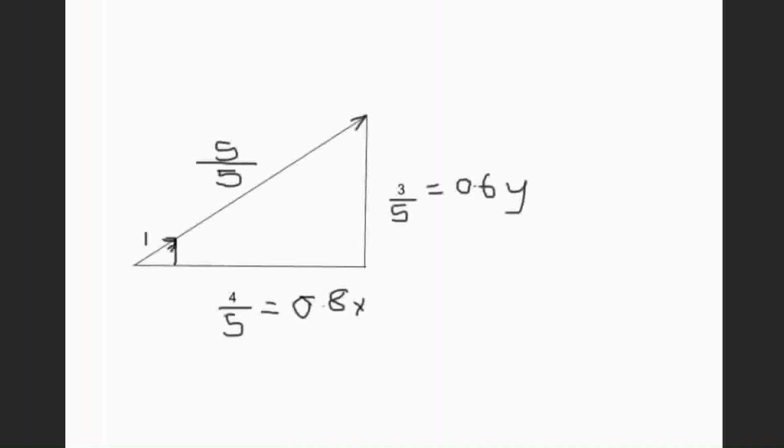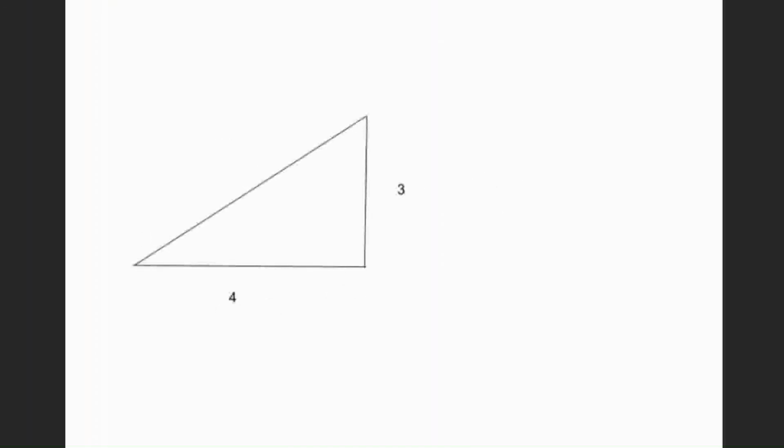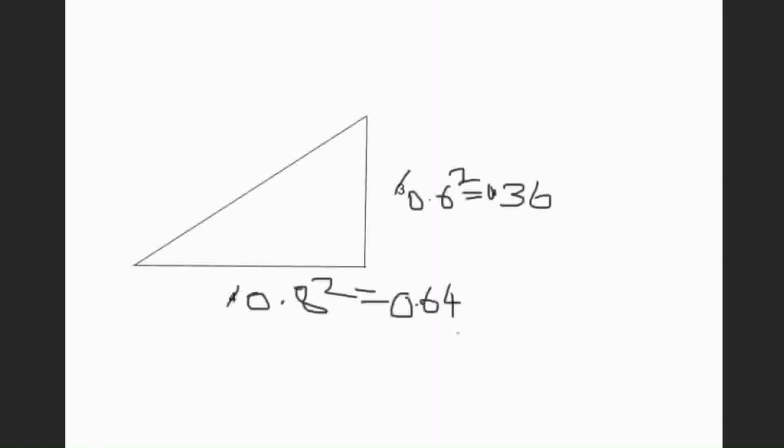So let's do that and see what happens. This value here is 0.6, and this value here is 0.8. 0.6 squared is 0.36, and 0.8 squared is 0.64, and if we add 0.64 and 0.36, really bad writing here, 6 and 4 is 1. So we end up with a value of 1.